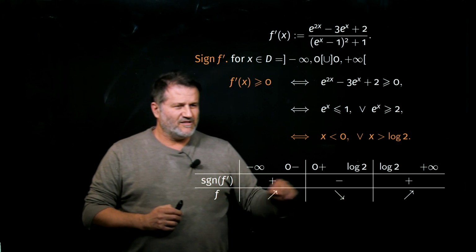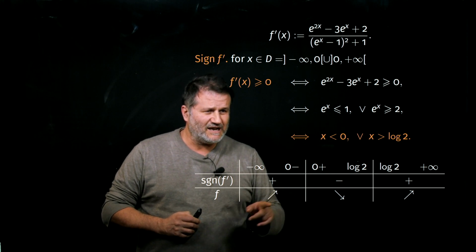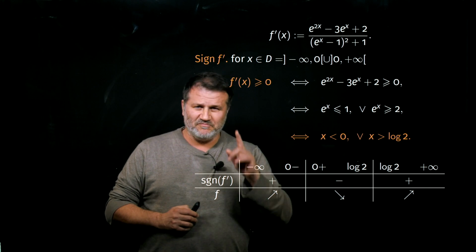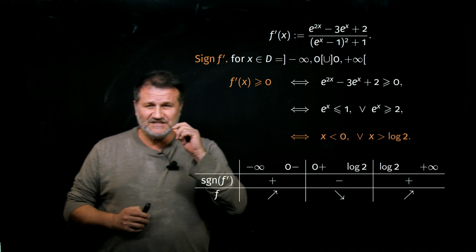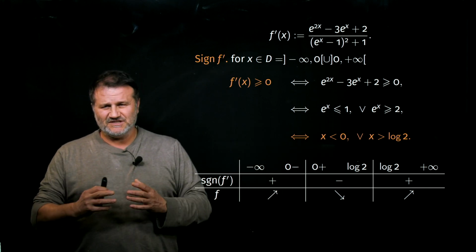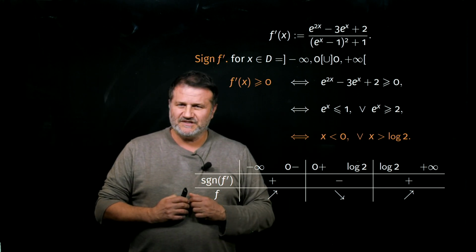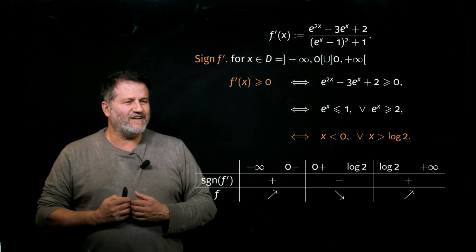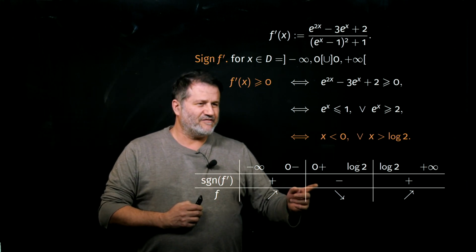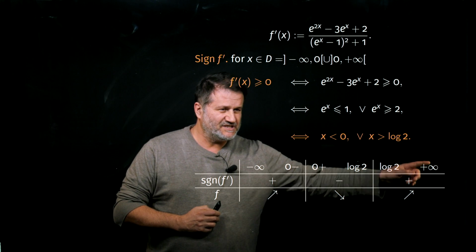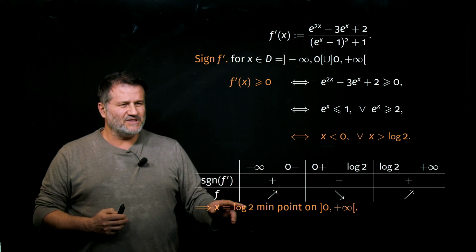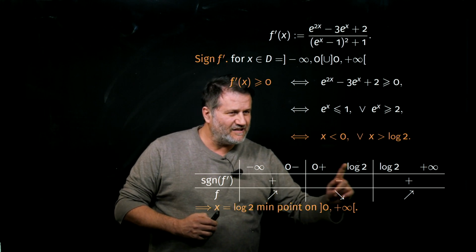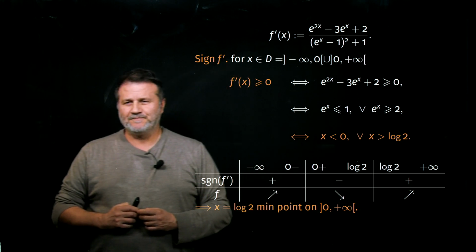Now, this table may lead to think that 0 is a maximum point because the function increases before and descends after. But remind always that f is not even defined at x equals 0. So 0 is nothing for this function, while log 2 is a point where the function is defined and continuous. And therefore, decreasing at left, increasing at right, this tells that the point x equal log 2 is a minimum point for f on at least the interval from 0 to plus infinity.